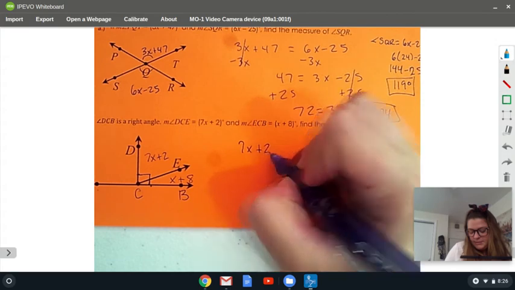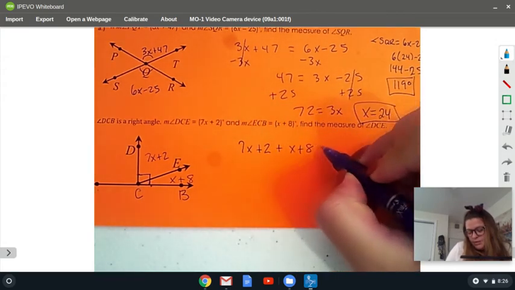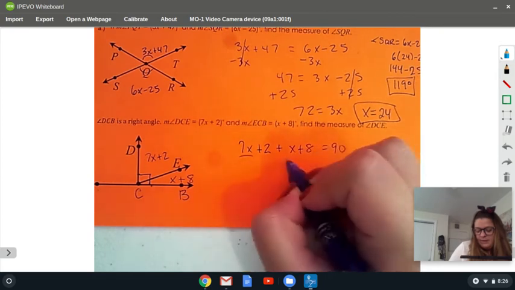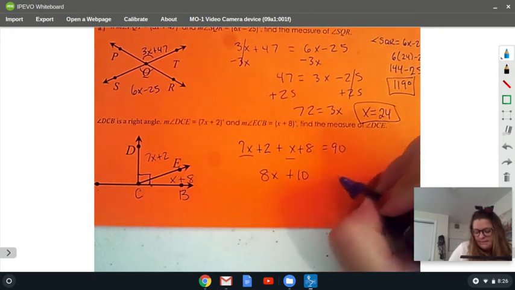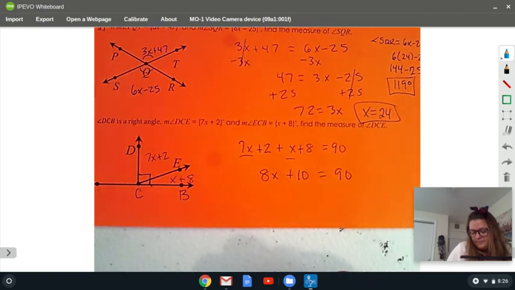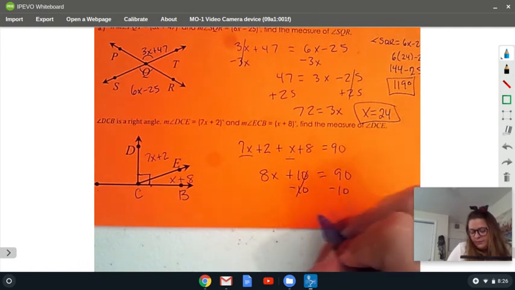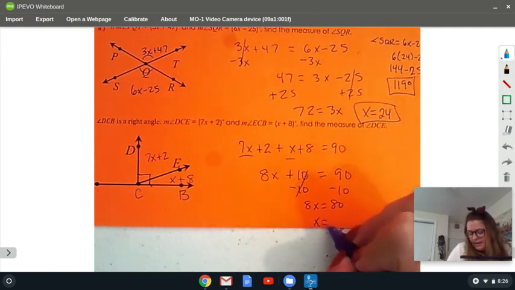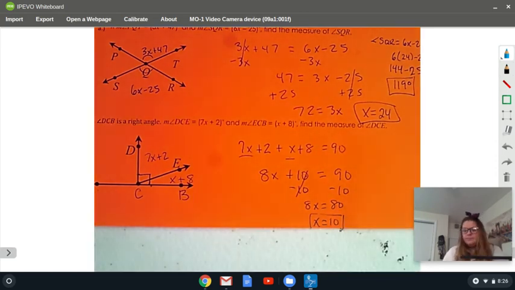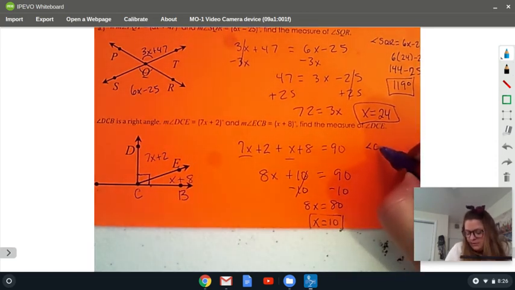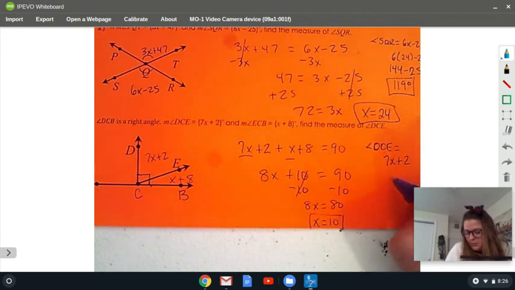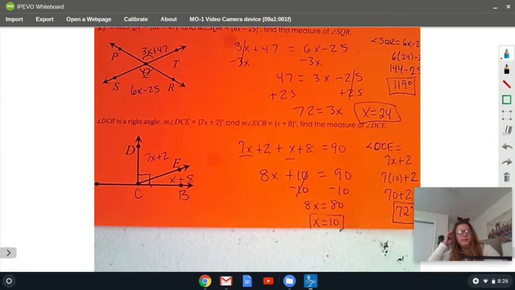So I'm going to do 7x plus 2 plus x plus 8 should equal 90. I'm going to combine my like terms. I get 8x plus 10 equals 90. So I added these two, and I added 2 and 8. And then I'm going to subtract 10 from both sides, and I get 8x equals 80, which makes x 10. I then still have to find the measure of angle DCE, which they told me was 7x plus 2. So I'm going to go ahead and plug that 10 in for x. I get 70 plus 2, which is 72 degrees for my final answer.